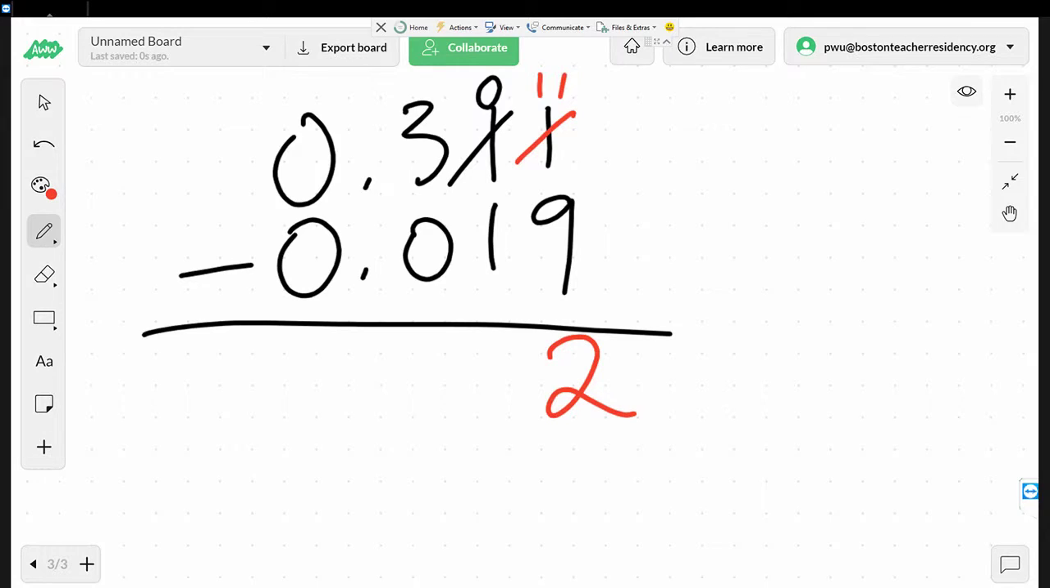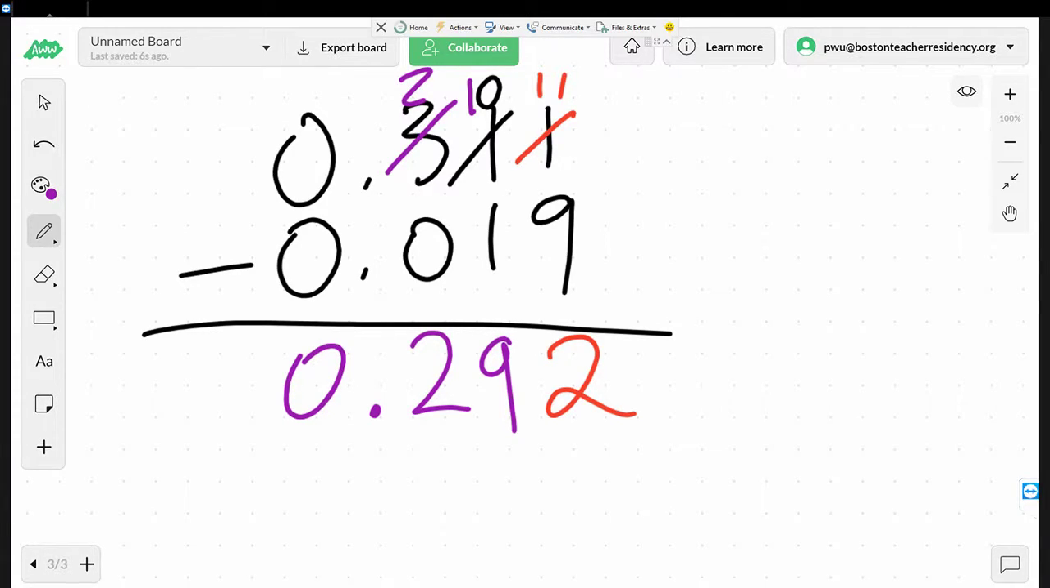Now we have 0 minus 1. Well, we can't do that still, so do the same thing. Borrow from the previous digit, knock it down 1, add 10. So now we have 10 instead of 0. We have 10 minus 1, so we have 9. Now we have 2 minus 0. Bring down the decimal. So our answer is 0.292.